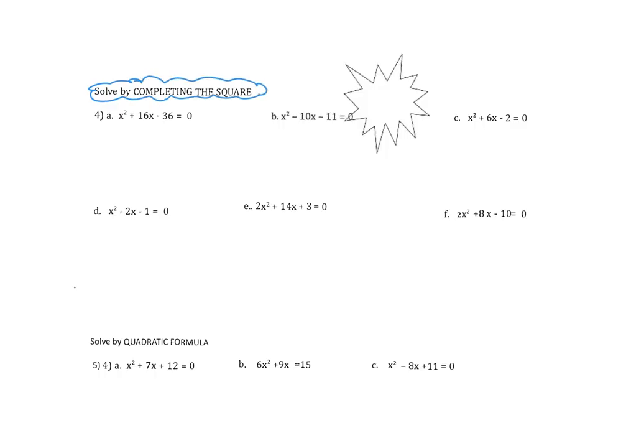So when you're going to use the method of completing the square, you want to make sure that your A term is equal to 1. So if your A term's not 1, you need to work on it with some algebra first. So let's look at number 4.